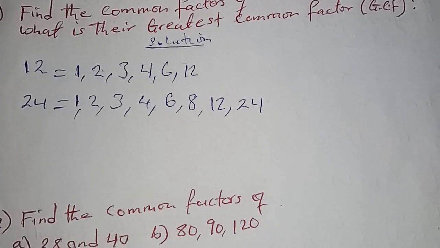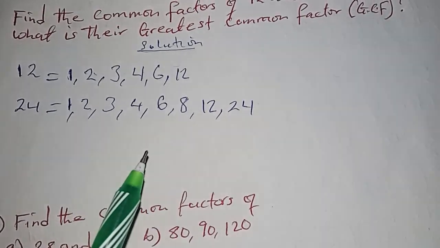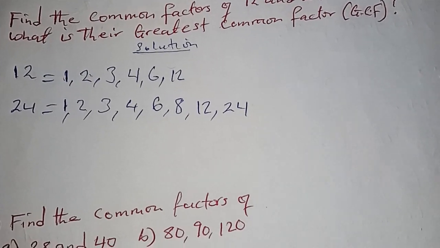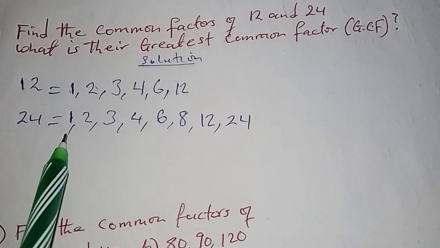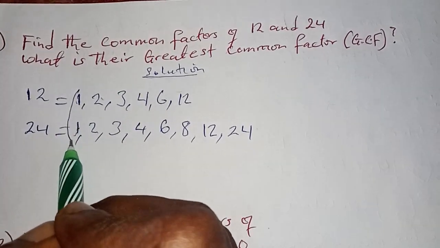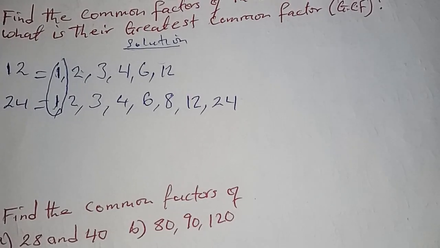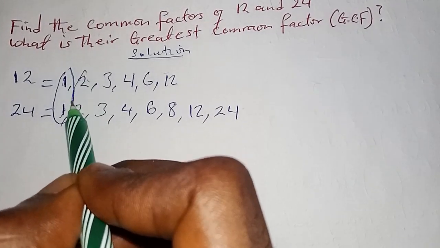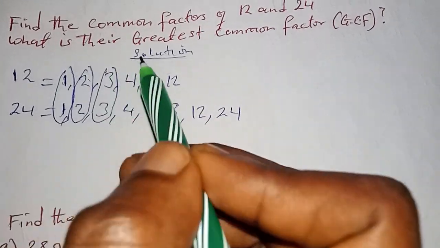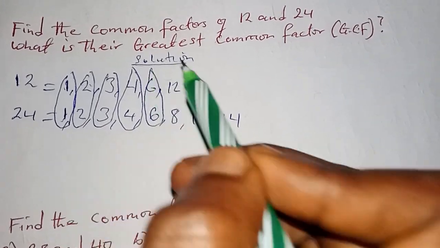Now the question says find the common factors. What are the numbers that 12 and 24 have in common? The first one is 1 and 1. You see 12 and 24 share 1 in common. The next one is 2 and 2. The next one is 3 and 3, 4 and 4, 6 and 6, 12 and 12.